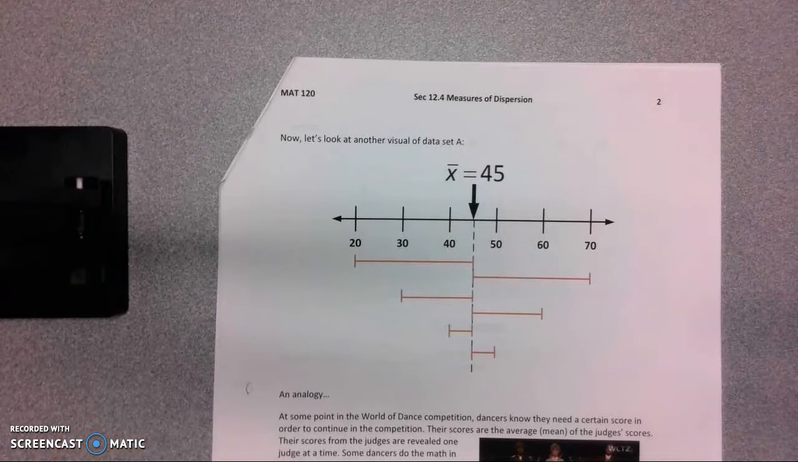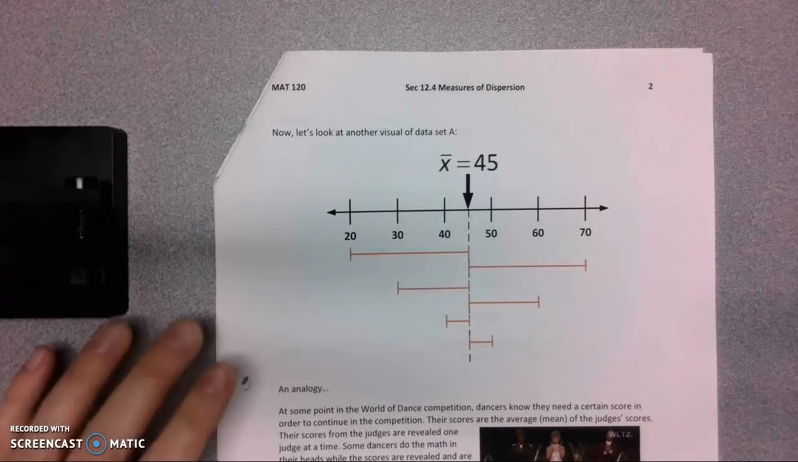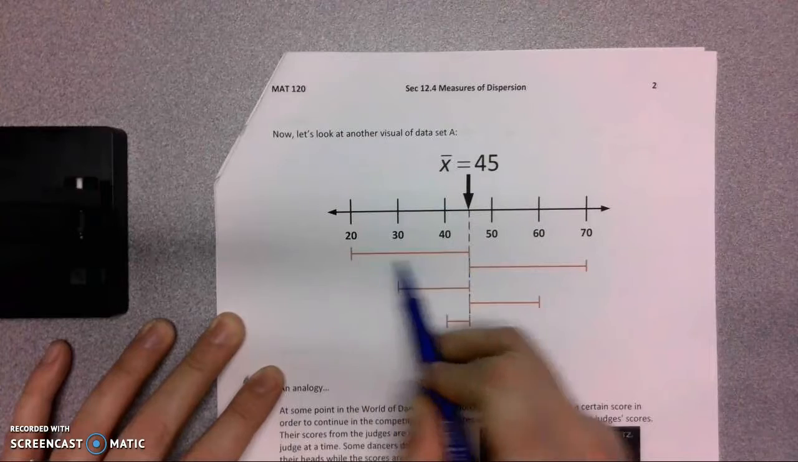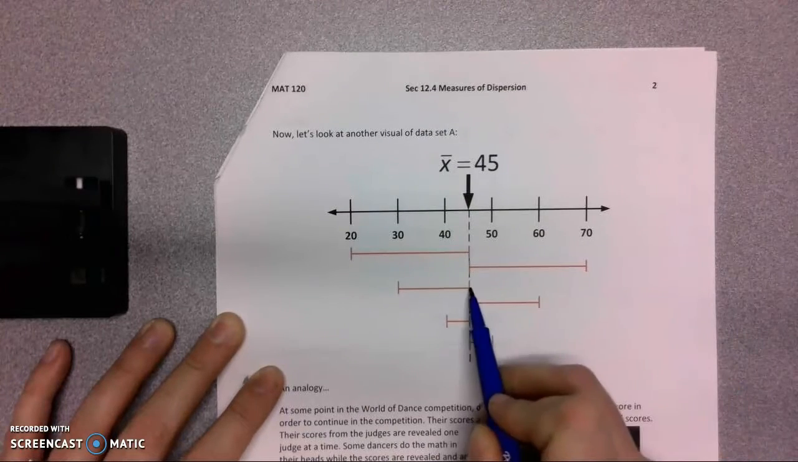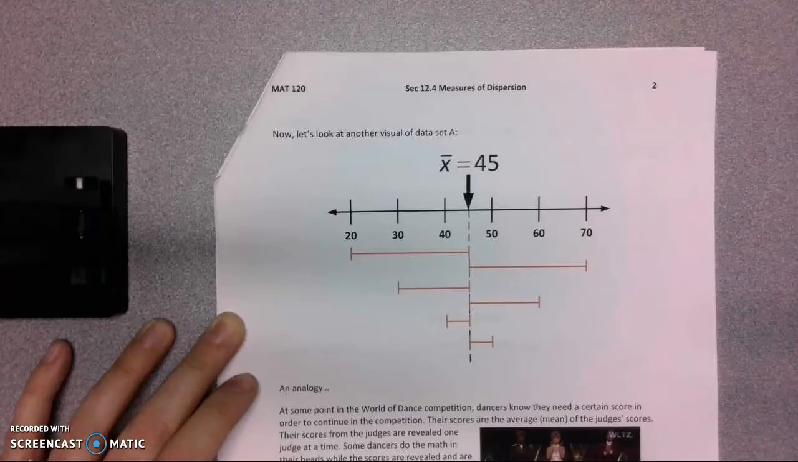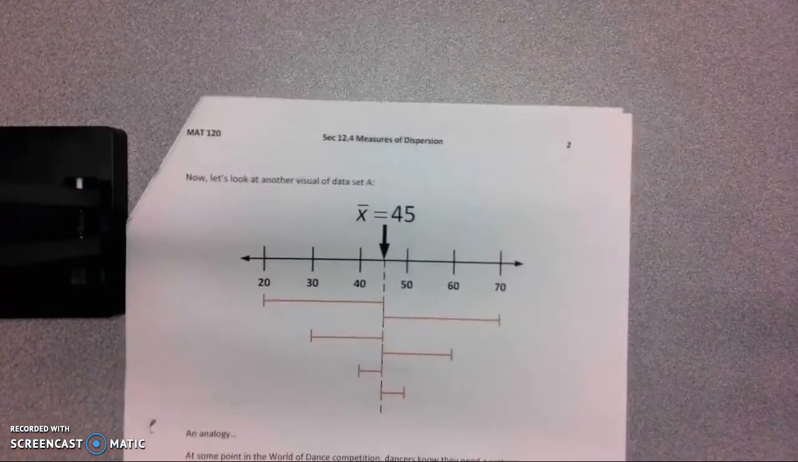Now let's take a look at this visual representation of data set A. Okay, so if this is our mean, 20 is below the mean, 70 is above the mean, and so on. So it shows that distance from the mean. Okay, we're going to skip this problem and move on to the next page.